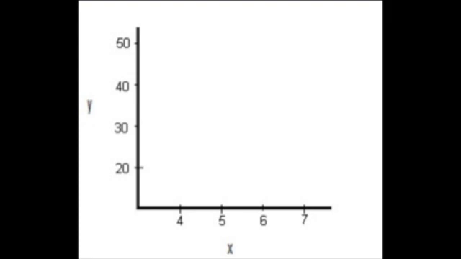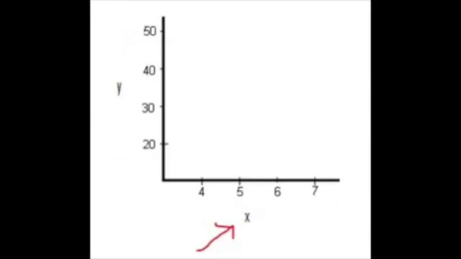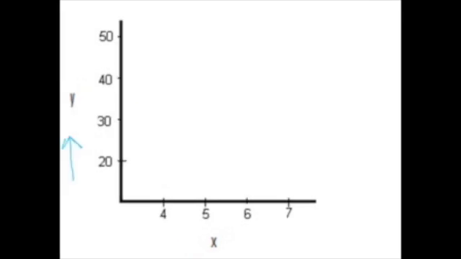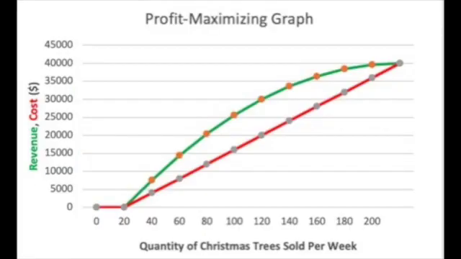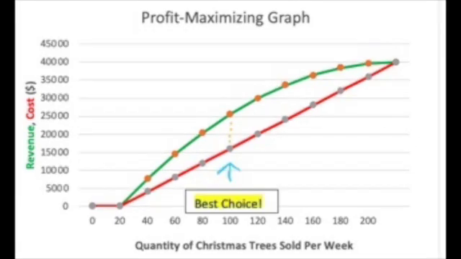You can also draw a graph to illustrate the profit maximizing sales quantity. On the x-axis will be the quantity of Christmas trees sold per week, while the y-axis represents the revenue and cost at each level of output. Start by plotting the value of revenue at each level of output along with its associated cost. And since profit is the difference between revenue and cost, profit will be the vertical distance between the green revenue curve and the red cost line. The point where the distance is the greatest represents the best choice for the scenario, as the slope of the revenue curve equals the slope of the cost line at this point.